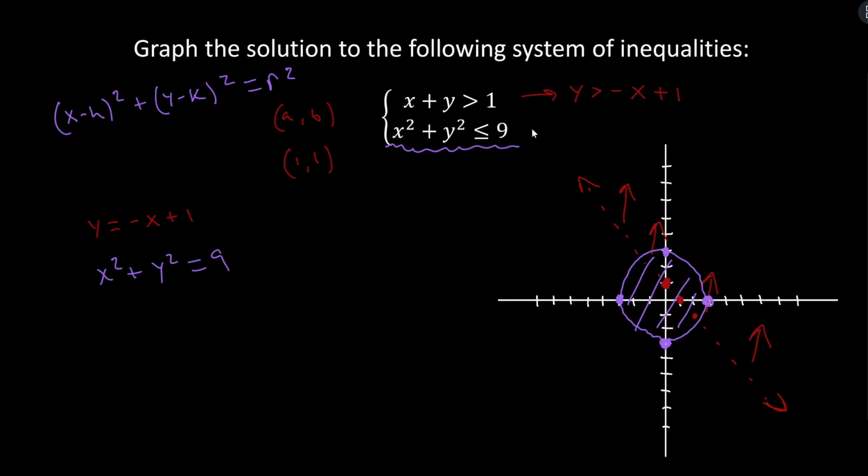So now we're looking at a system. So we want to figure out where do these two shaded regions intersect because that's going to be our solution. So I see here we have this dotted line and we shaded above and then we shaded inside the circle. So in blue here I'll do where they both intersect. And that's here, above the dotted line but inside the circle. And this is going to be how we're going to show the solution to this system of inequalities.